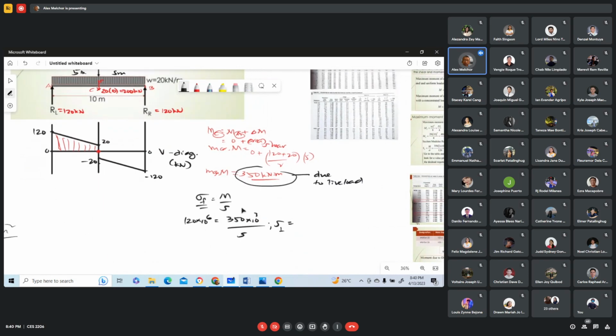And solving for the section modulus, the required section modulus for this will be, we use this equation here, that the flexural stress equals M over S. And this is equal to the allowable flexural stress, is equal to that maximum moment, 350 times 10 cubed due to the live load, over S. So this S here is the required section modulus for live load.